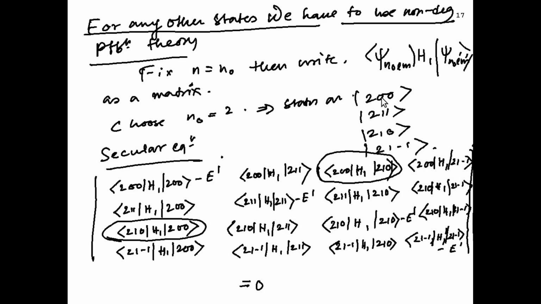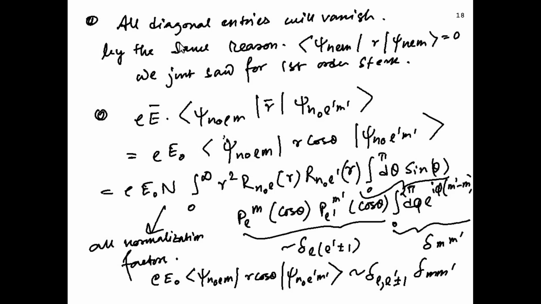For n equal to 2, L is 0 and 1. For L equal to 0 the M is 0, for L equal to 1 the M is minus 1, 0, plus 1. So there are 4 states, and it will be a 4 by 4 matrix of the secular equation, where E1 is the first correction. And you can very easily show that out of all these terms, only these two circled terms are non-zero, everything else is 0. How to show that? Very simple, just look at the diagonal terms, they go to 0 for the same parity reason as the first order Stark effect.